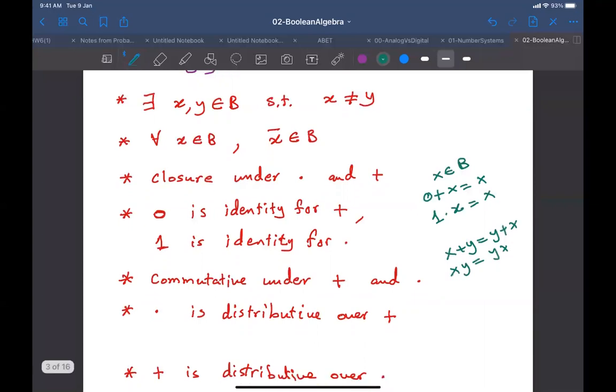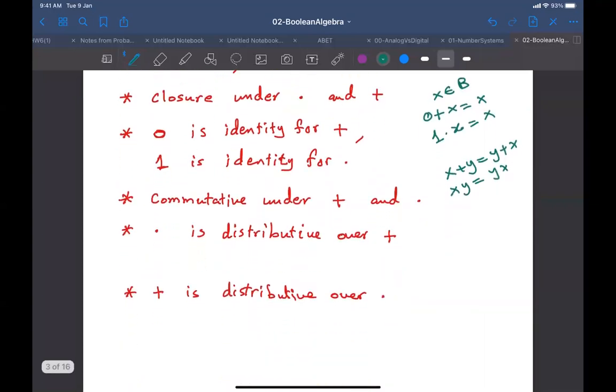Now the distributive property. We have the and distribute over the or as well as the or distribute over the and. So one of them you are familiar with, but the other one is not familiar at all. If we have x ANDed with y or z, this is the distributive law in Boolean algebra. It is x ANDed with y or x ANDed with z. Do you see that?